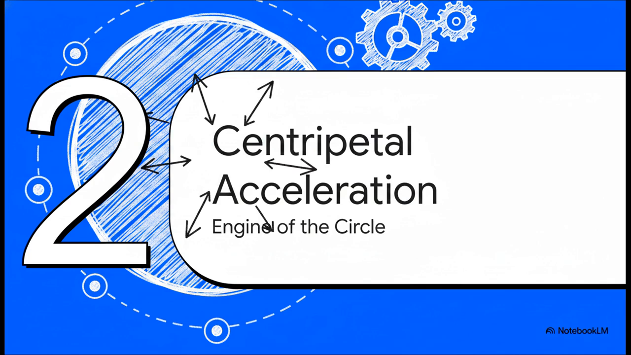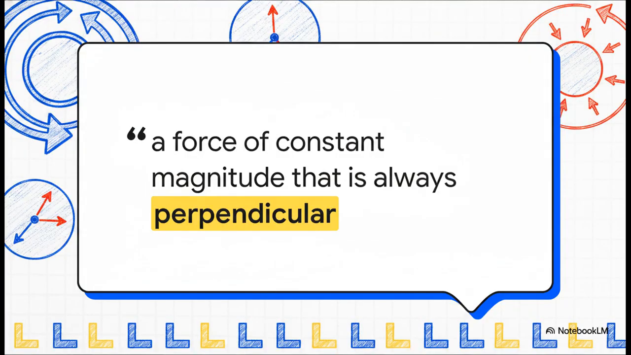Let's move on to Section 2, Centripetal acceleration and force, the engine of the circle. Now, what's genuinely fascinating here is the very specific wording the syllabus uses to describe the engine forcing an object to constantly turn. It clearly states that a force of constant magnitude that is always perpendicular to the direction of motion causes centripetal acceleration. That rule is absolute. The force absolutely must be constant and strictly perpendicular to cause that inward acceleration. It's what constantly changes the object's direction without actually changing its speed.